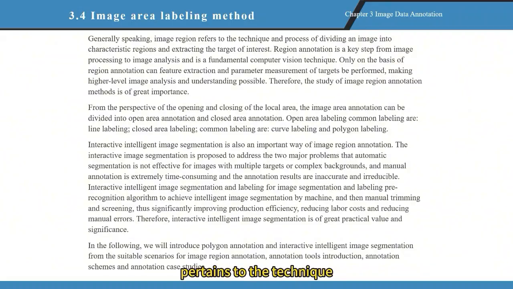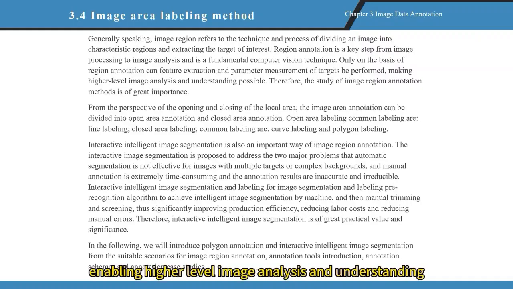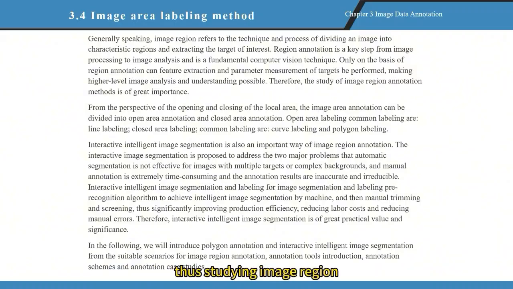Generally, image region annotation pertains to the technique and process of dividing an image into characteristic regions and extracting the target of interest. Region annotation is a crucial step from image processing to image analysis and is a fundamental computer vision technique. Only based on region annotation can we conduct feature extraction and parameter measurement of targets, enabling higher-level image analysis and understanding. Thus, studying image region annotation methods is of great significance.